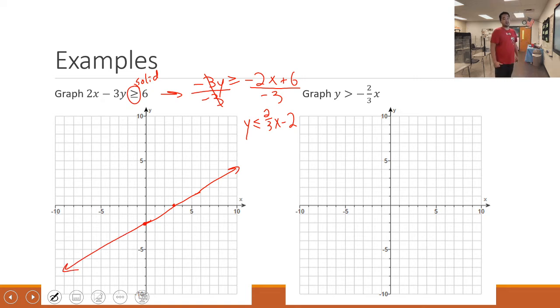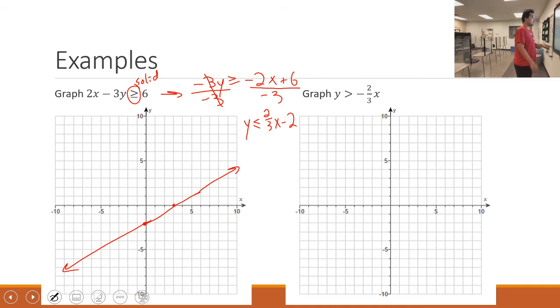So that would have been the end of the problem if it were just an equation, if it were just equal to, but now we have to figure out, do you shade above or below? Because every coordinate point above or below, we have to figure out which one. Everything could fit the inequality because we have an infinite number of solutions. So what I do is I'm just going to pick something.